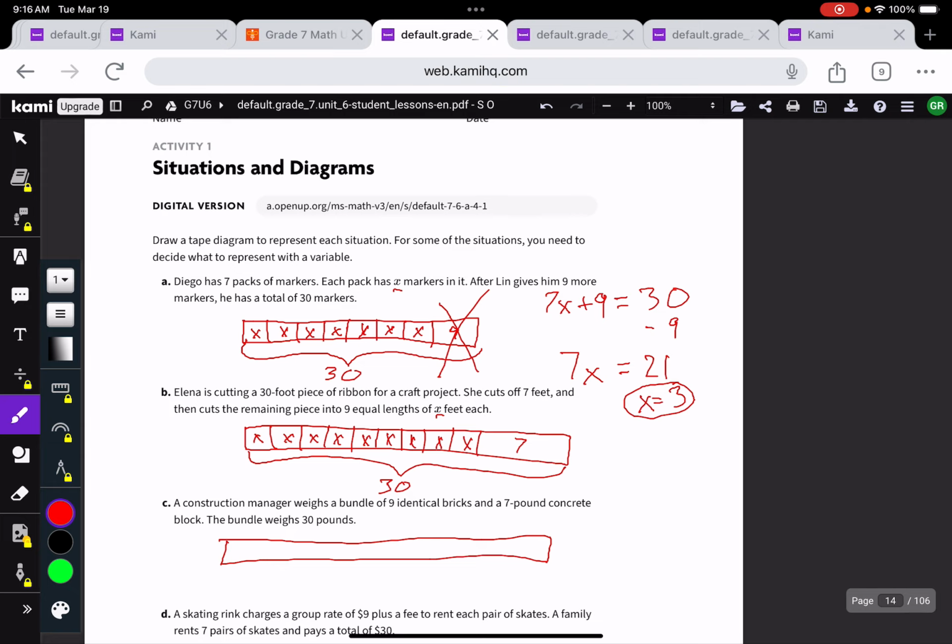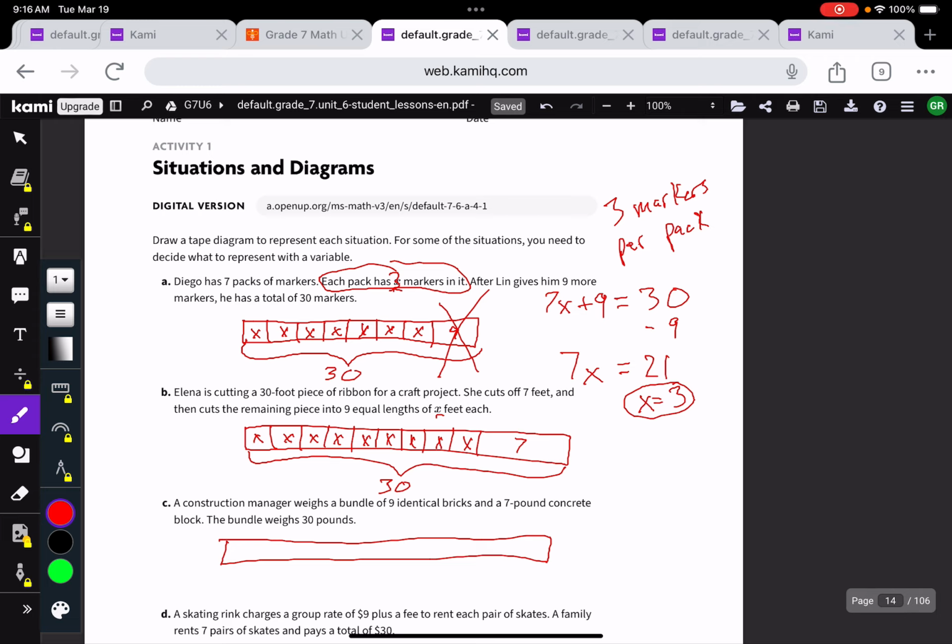Each pack has X markers in it. Let's replace X with 3. Each pack has 3 markers. So we can even write that, or we can just say 3 markers per pack.